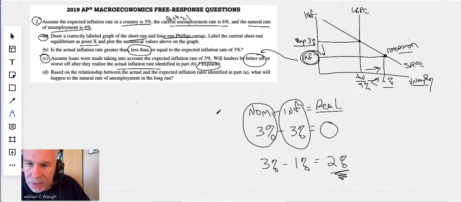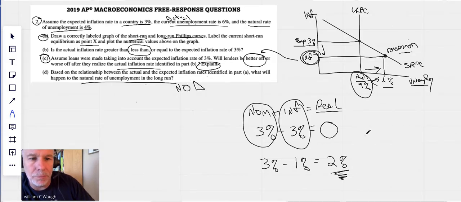All right, D, based on the relationship between actual and expected inflation rates, identify in part A what will happen to the natural rate of unemployment. In the long run, our natural rate of unemployment does not change. There would be no change in long run unemployment. This is a recession. When we go back to full employment, we're back to that natural rate of unemployment right there.